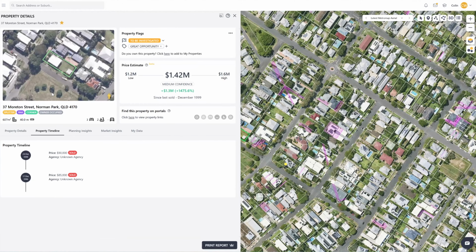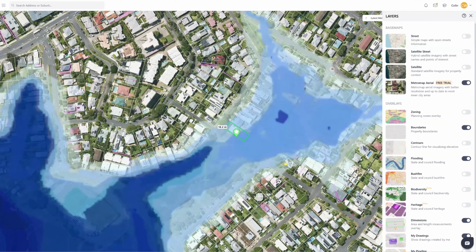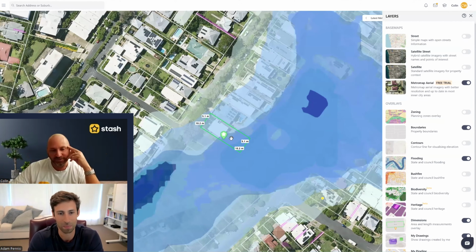We've then got the timeline, so when the property was last transacted. This one hasn't been transacted in over 20 years. Yeah, I use that one all the time. The planning insights, this is another key one. So straight away, flooding is detected. And I'll show you that. We'll bring in the map. That's just a quick warning to go, okay, let's see what that looks like. Well, that can be a bit of a pain in the butt if you go to develop it. A huge pain in the butt with that one. So yeah, you can see why probably nothing's been developed.